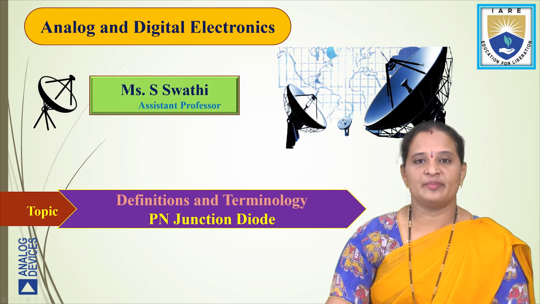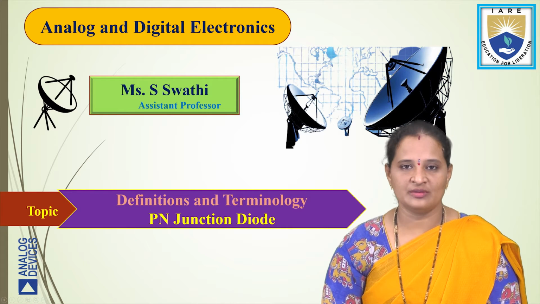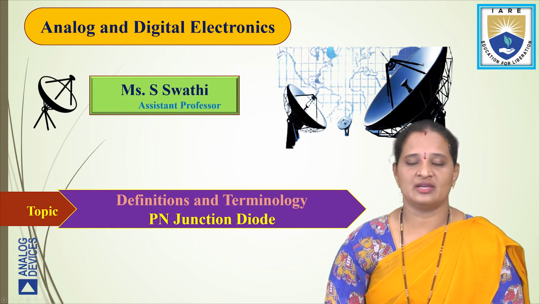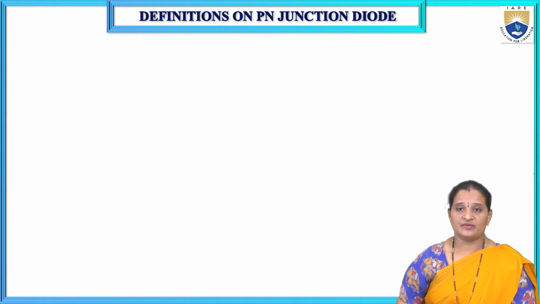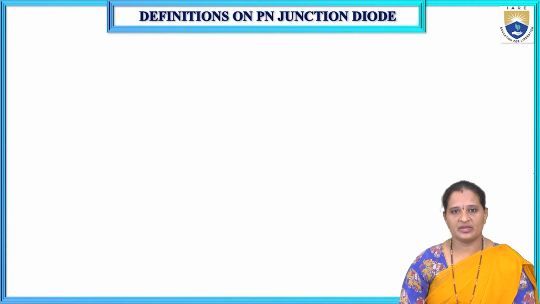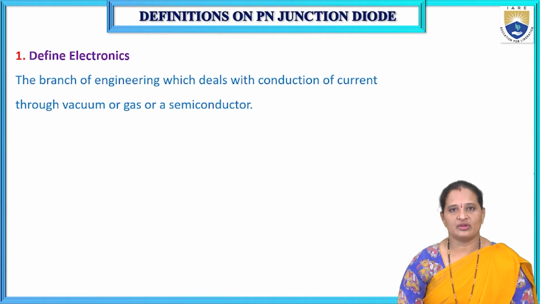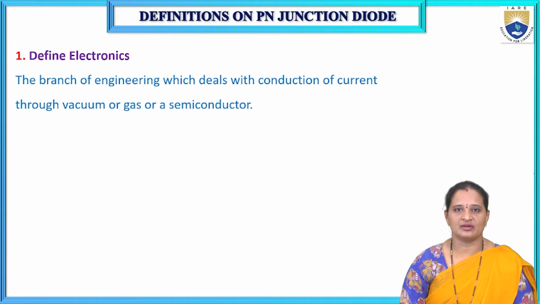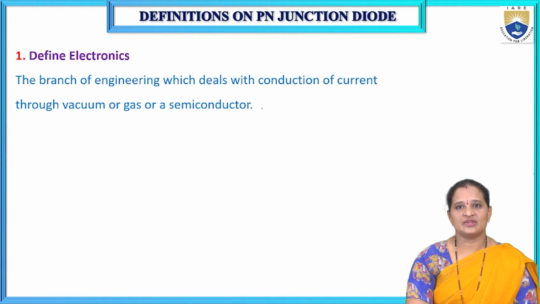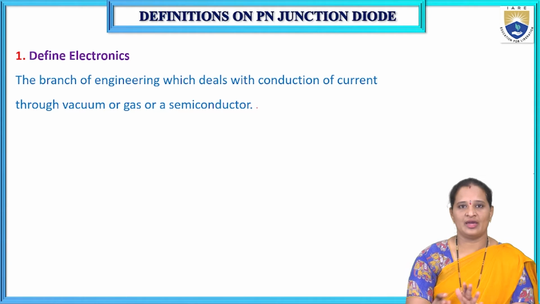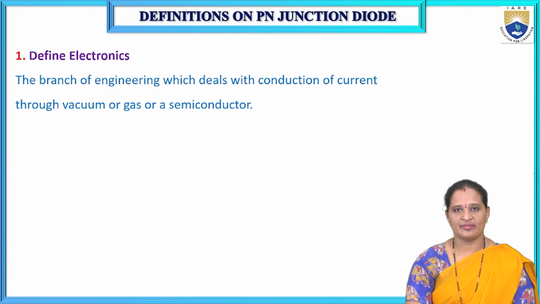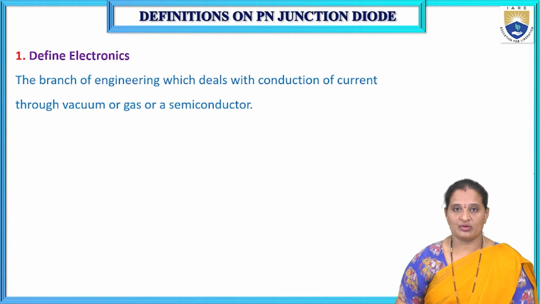In this lecture, we'll be discussing some definitions and terminology from Module 1, that is regarding PN junction diode. So first of all, we will discuss some basic definitions related to Module 1, that is on PN junction diode. So first one, define electronics. So what do you mean by electronics? It is a branch of engineering which deals with the conduction of current through vacuum or a semiconductor. So here this deals with the conduction of current through vacuum or gas or a semiconductor, which is nothing but electronics.